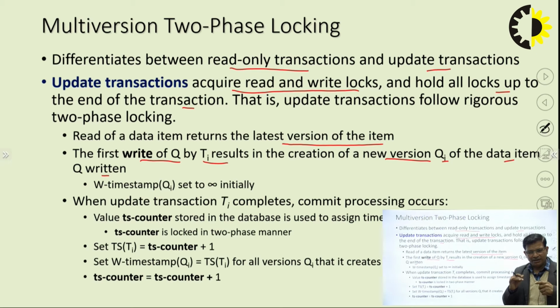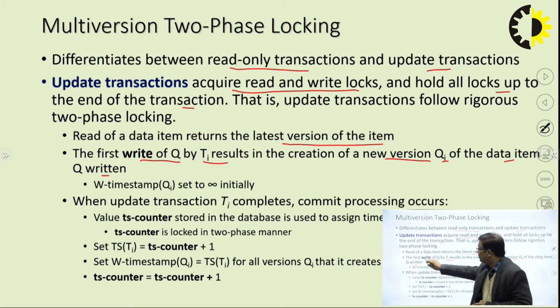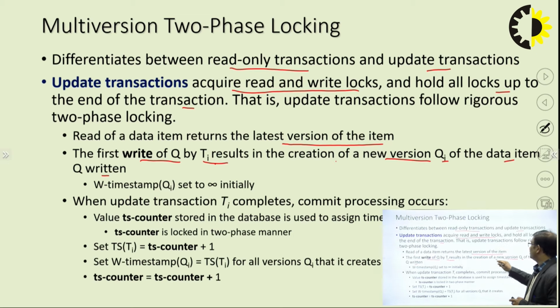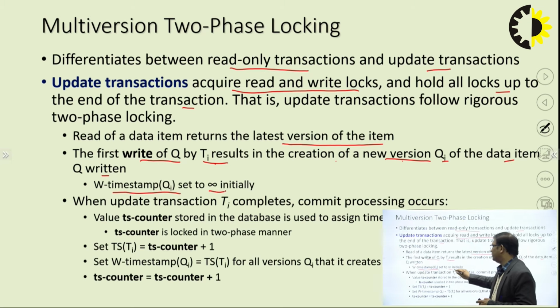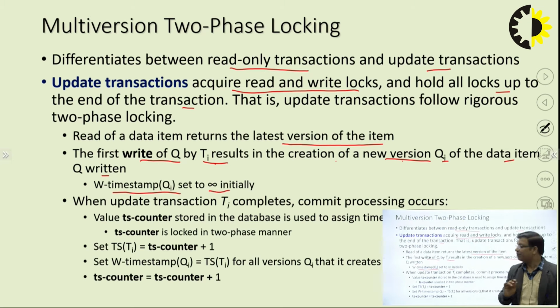If the value of Q has been changed, it only reads the new value. The first write of Q by Ti results in the creation of a new version of Q. Okay. So the write time stamping is initially set to infinity. Okay. When the update transaction completes and commits, then the TS counter, the time stamping counter, is updated. The TS counter can be better understood this way: the time stamping is never taken from our clock. The time stamping can be either a simple counter or the machine time.